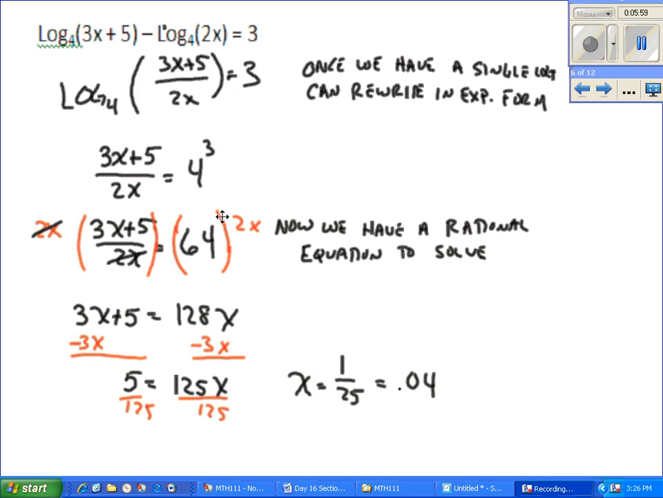We've got 4 cubed, which is just 64, and we've got a rational equation to solve, just like back in Math 95, and we did some of these in Chapter 1 also. Multiply both sides by 2x, include the fractions, gather the like terms, solve, and get our solution.